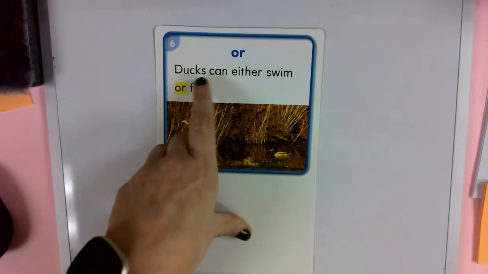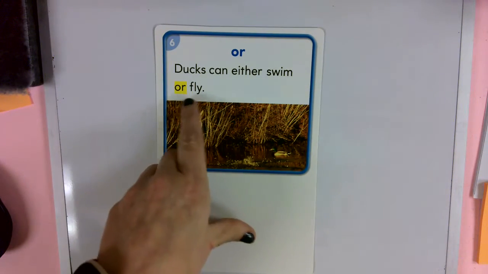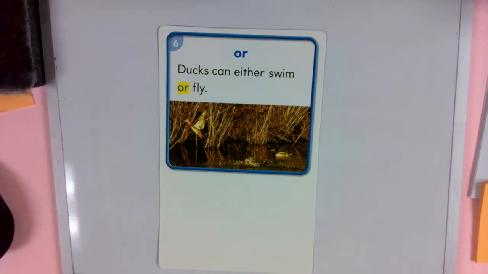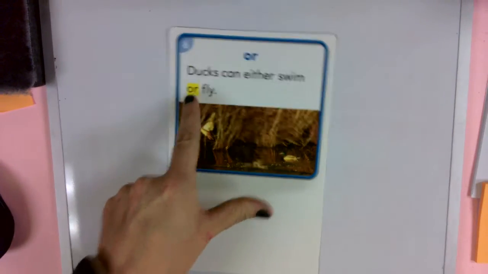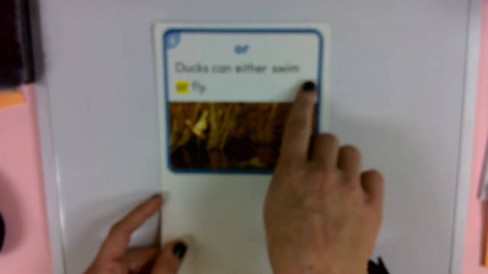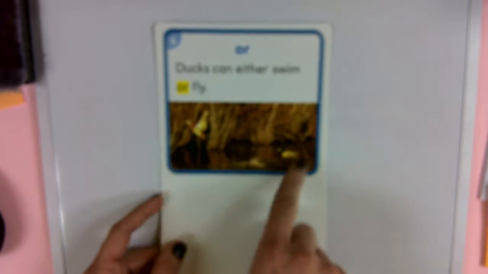The next word is or. Ducks can either swim or fly. So they can swim or they can fly. It's used to join other words when you have a choice between two things. So there's a choice here. This duck could either swim or fly.